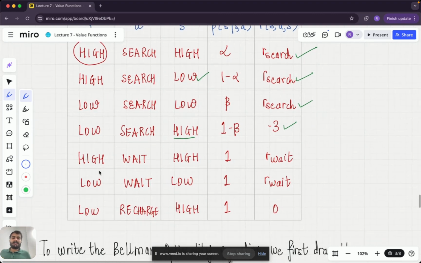The other cases are, if the battery is high and the robot is waiting, then of course the battery will still stay high with a probability of 1, but the rewards are much less compared to search because the robot is not actively searching. Very similar logic for this case also. And the last case is when the robot decides that it has to go back to the battery station and recharge itself. So the battery switches from low to high, and the reward the robot gets is zero because it's not collecting any trash at this stage.